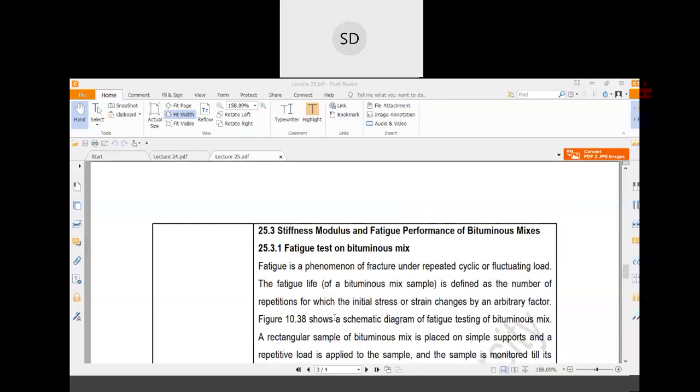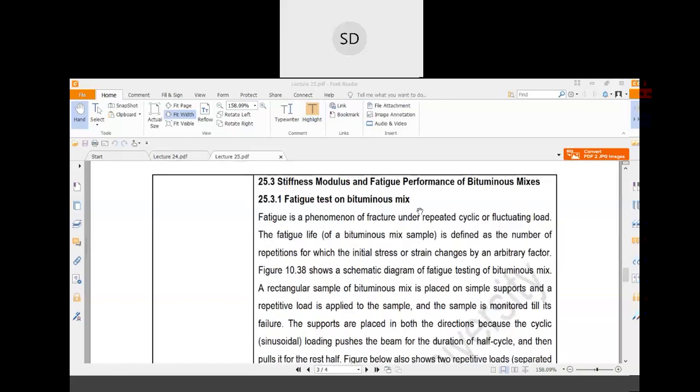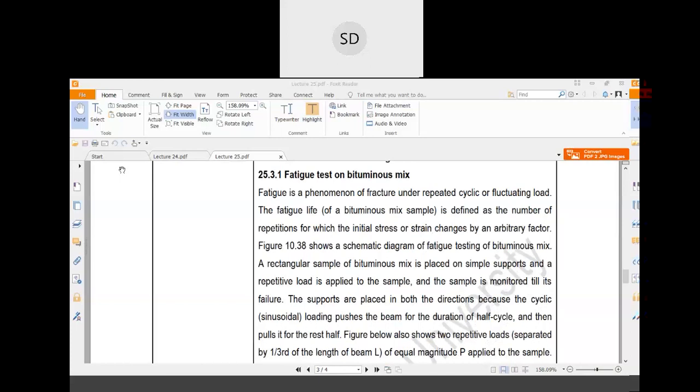Now, the next portion is the fatigue test on bituminous mixes. How has the fatigue test been done on the bituminous mix? Now, what is fatigue? Fatigue is a phenomenon of fracture under repetitive cyclic or fluctuating load. So basically, fatigue indicates all the different types of repetitive load which cause tensile fractures over the top of the surface. That type of failure of the pavement is called fatigue failure.